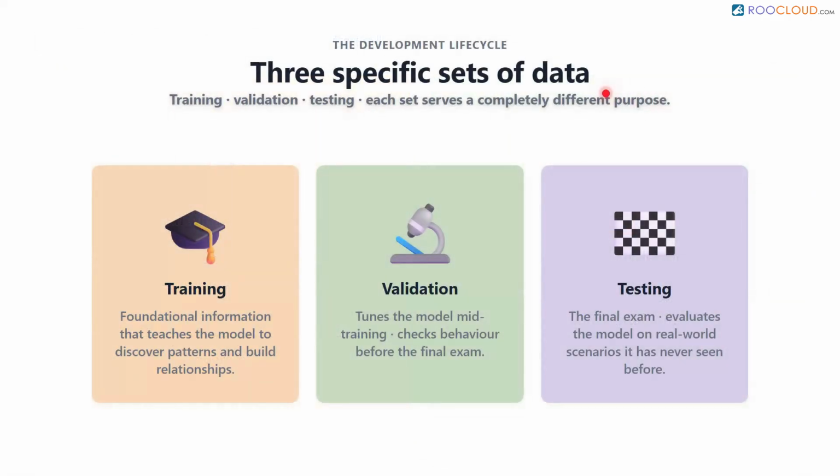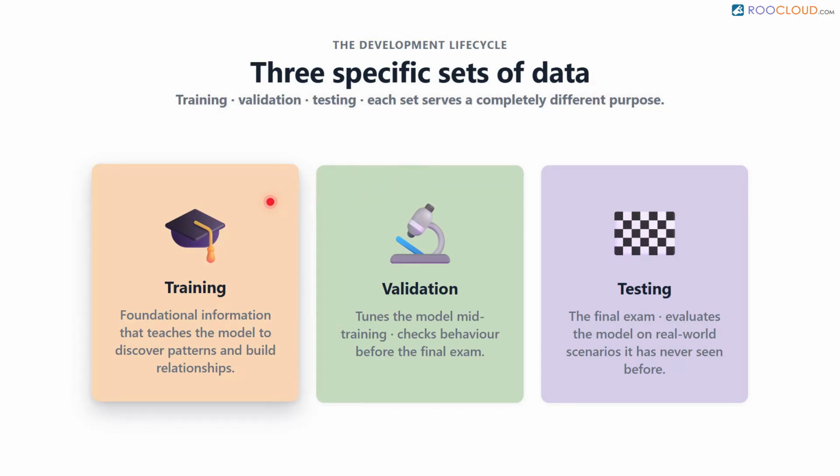During the development lifecycle, we generally divide our data into three specific sets, which are training, validation, and testing. Let us start with training data. Simply put, this is the foundational information used to teach the model. It is how the software discovers patterns, builds relationships, and learns to make predictions.